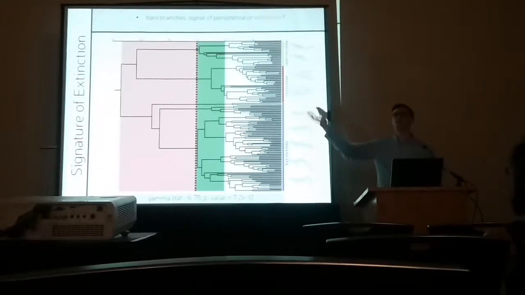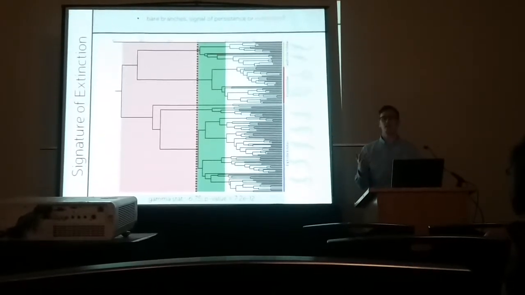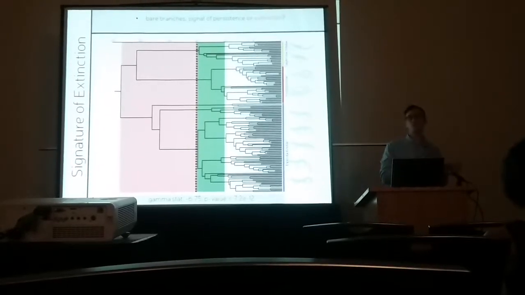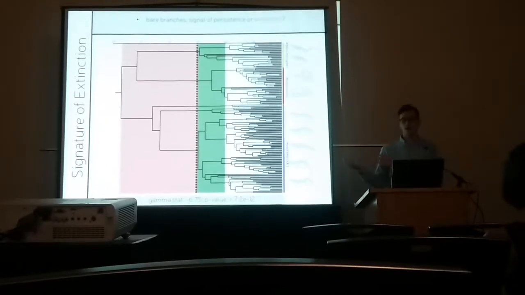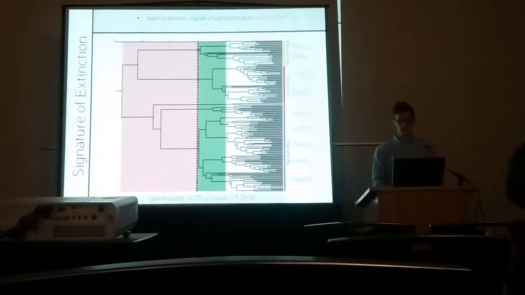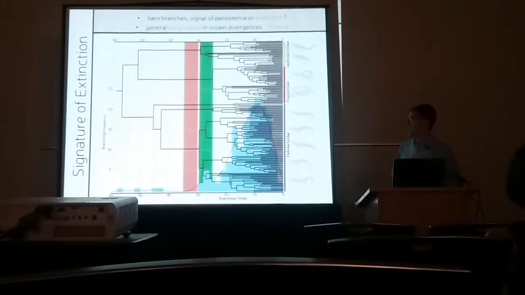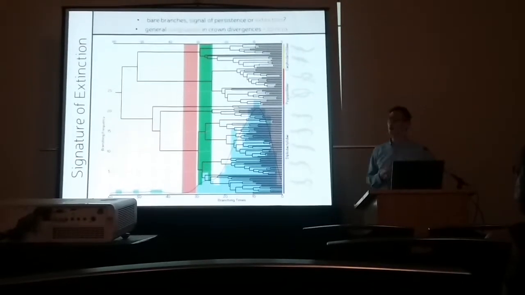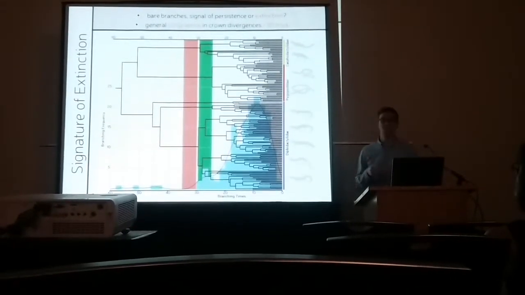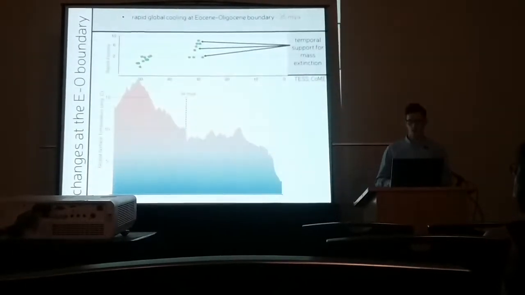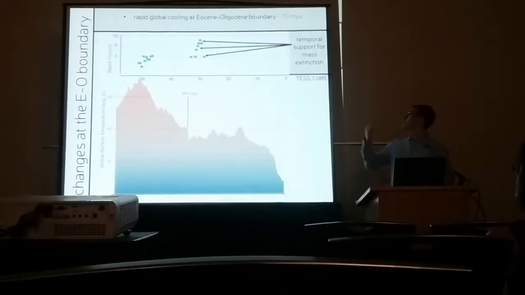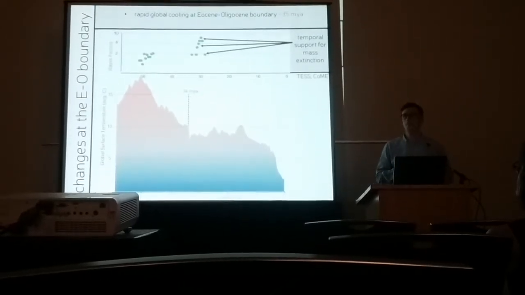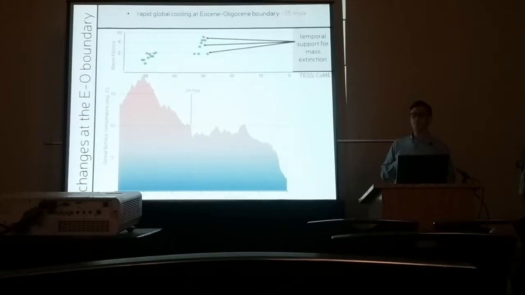But do these bare branches deep in the tree indicate a signal of slow persistence of a few species through time, or is it a signal of high turnover deep in the tree? This is just another quick way of looking at how the branching events are distributed along the phylogeny, and they're clumped much more closely between about 15 and 5 million years ago.